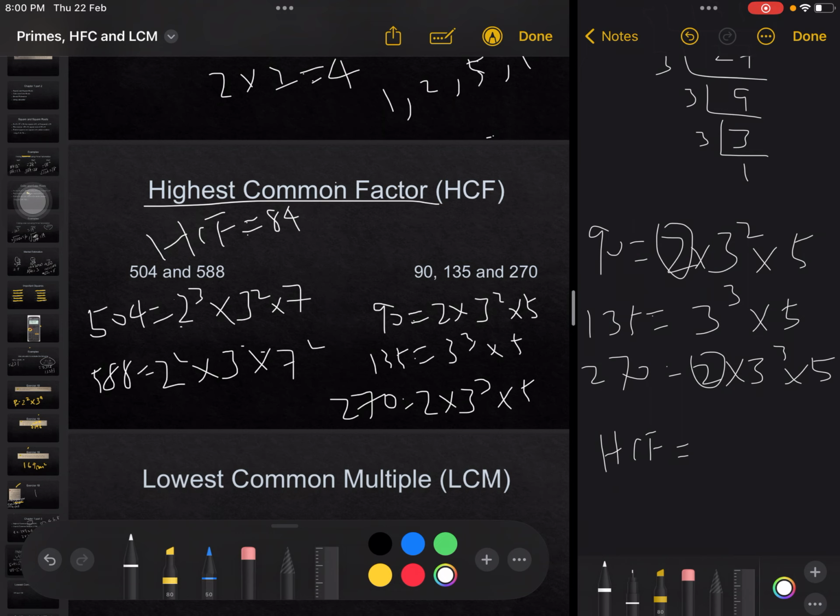Okay, then we have 3 squared, 3 cubed, and 3 cubed. So we choose the smallest one, which will be 3 squared, and then all have 5, so it will be times 5. So it's 3 squared times 5, which is 45. So the HCF over here is 45.